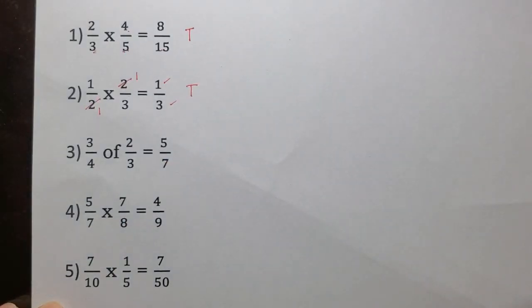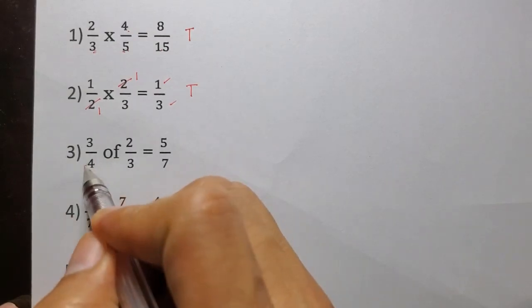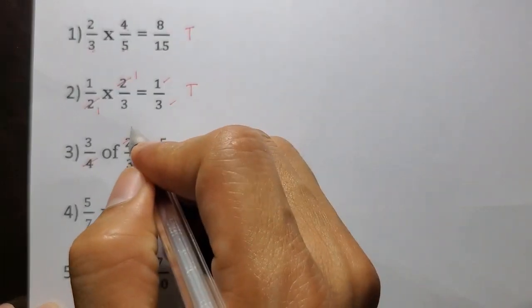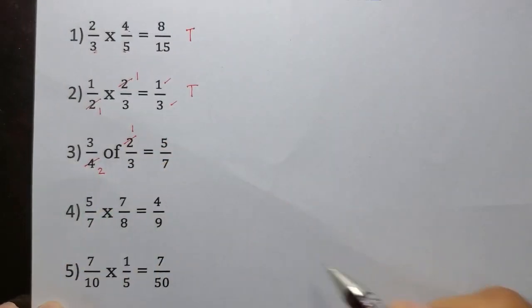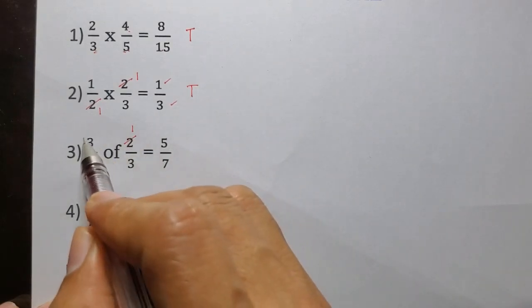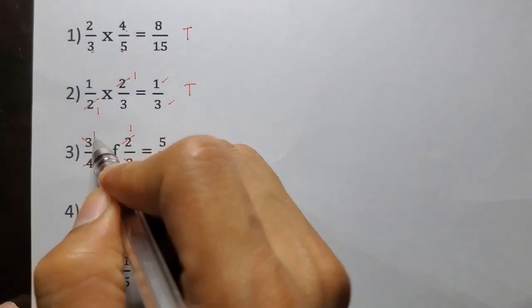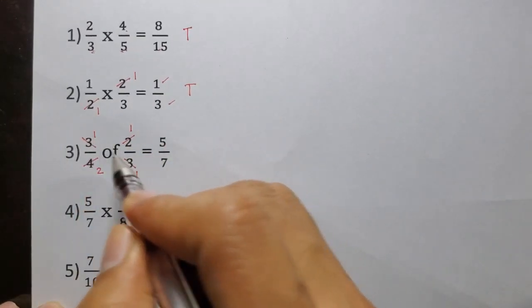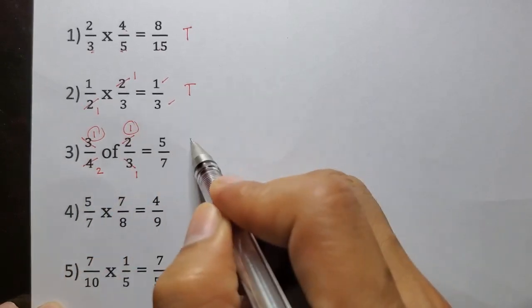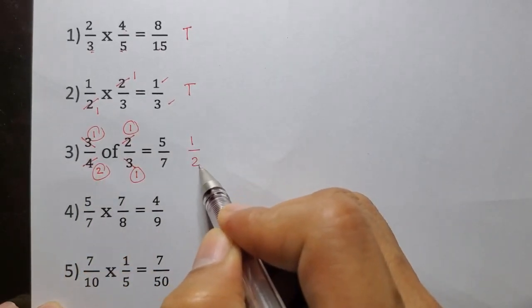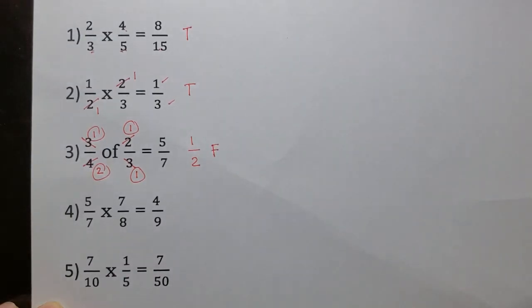For item number 3, the correct answer is, we have here 4 and 2. We could cancel both because they are divisible by 2. So this will become 1, this will become 2 if divided by 2. 3 and 3 are both divisible by 3. So this will become 1, this will become 1. So 1 times 1 is equal to 1, 2 times 1 is equal to 2. So therefore the answer is false.